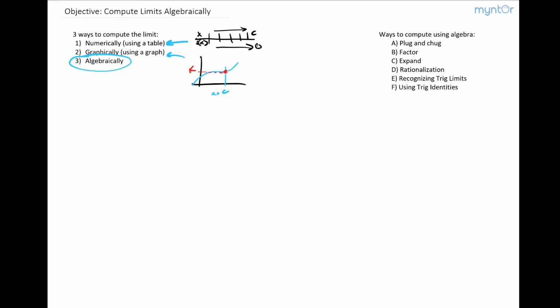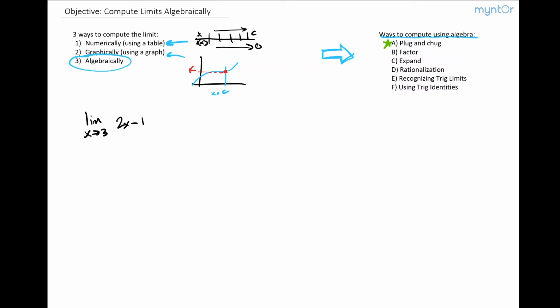And there are a couple of ways to do that, and I've outlined them over here on the right-hand side. These are ways to compute using algebra. And so the first one we're going to go over here is the plug and chug method. So let's say that you're asked to take the limit as x approaches 3 of a function 2x minus 1.